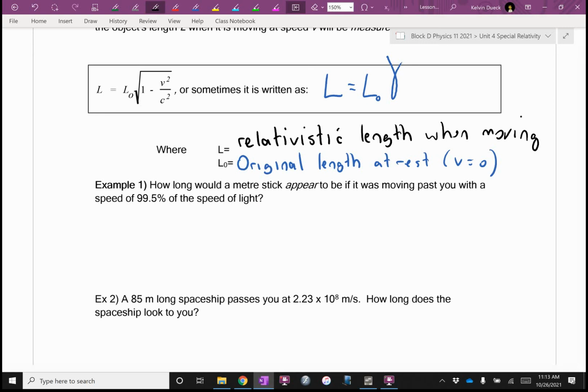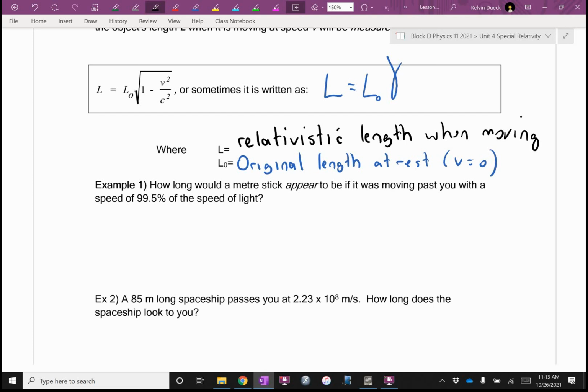Let's do an example. Let's imagine that we have a meter stick, this one, and it's whizzing past us to your right at how fast in example 1? Okay, at 99.5% of the speed of light. Let's pretend you have Superman eyes, you can actually see it, because if it was moving that fast, our human eyes would not even register it. But let's pretend we have Superman eyes, we can see it. Okay? How long would we see it to be?